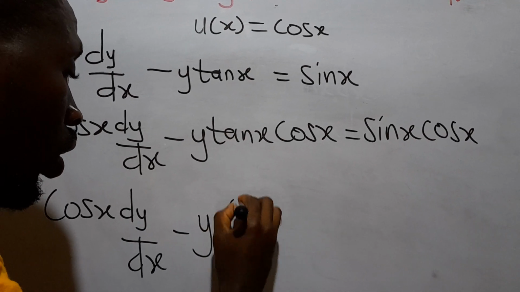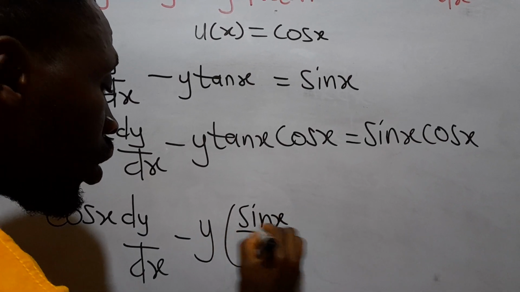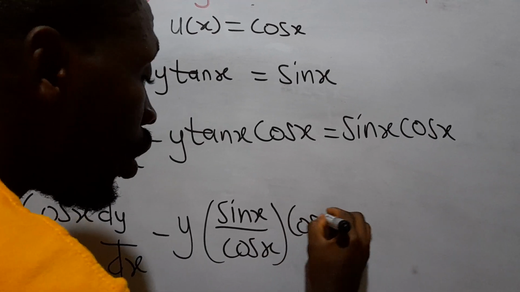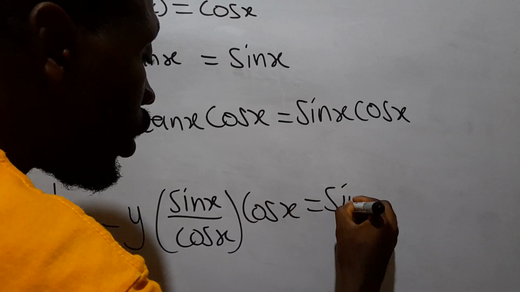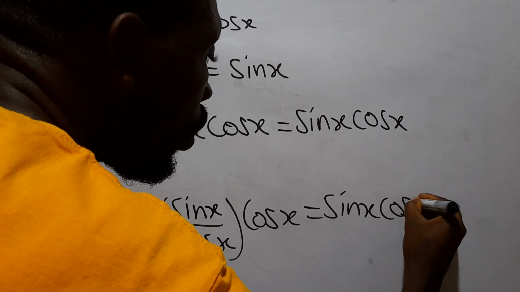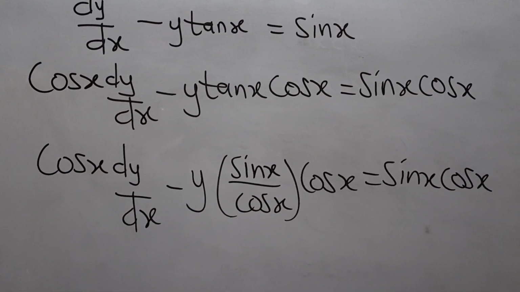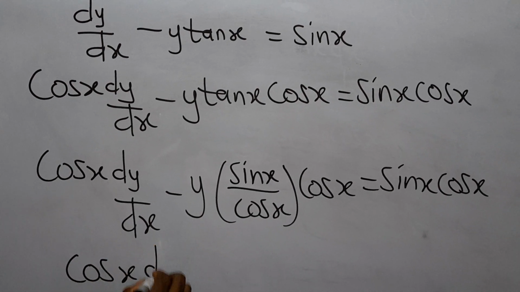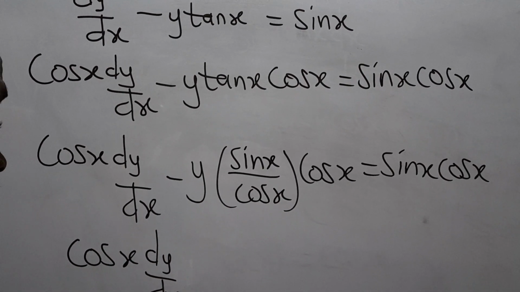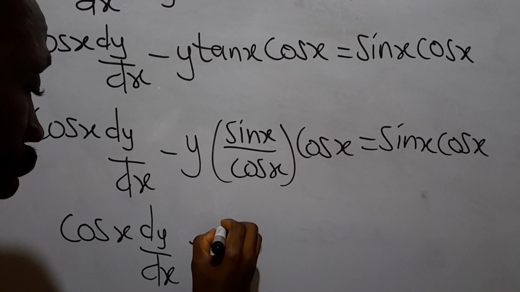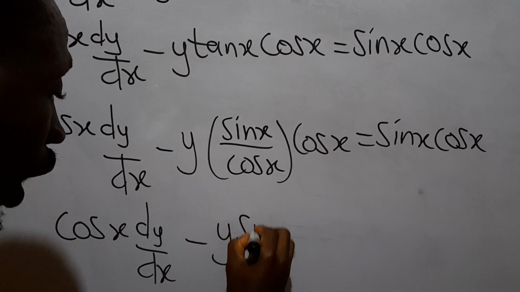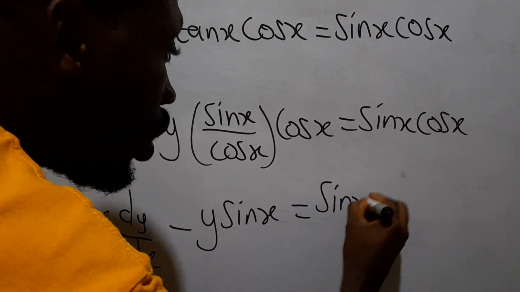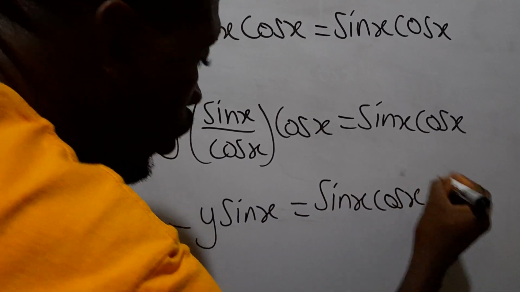We can polish this further to get cos x dy over dx minus, I can change my tan x to sin x over cos x, equal to sin x cos x. So we can simplify further. I'll get cos x dy over dx minus, this will divide out, we'll get negative y sin x is equal to sin x cos x.